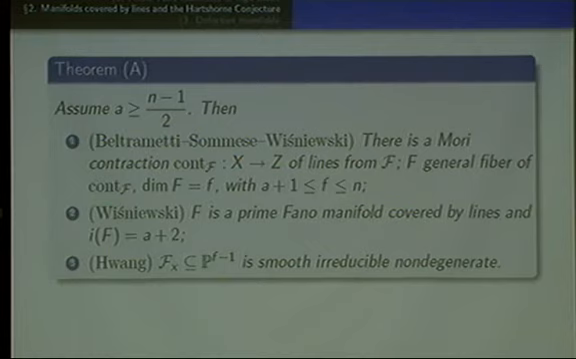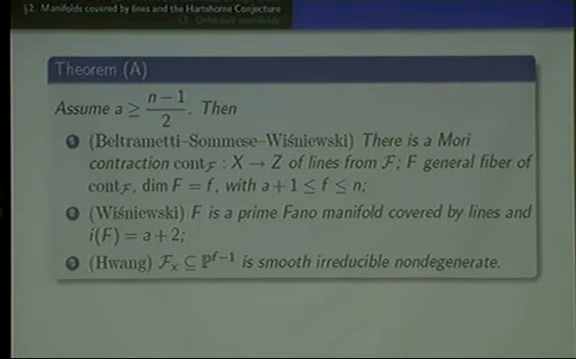So the second theorem is that if you take the general fiber of the contraction, which is a Fano manifold, then, as remarked by Wiśniewski, this is a prime Fano manifold. Moreover, meaning that its Picard group is cyclic. Moreover, it is still covered by lines. And its index is given by this.